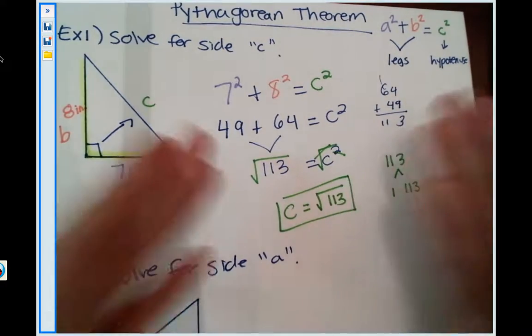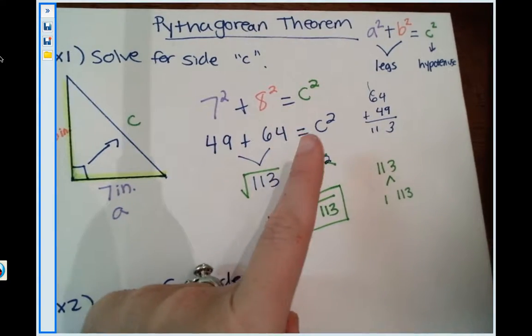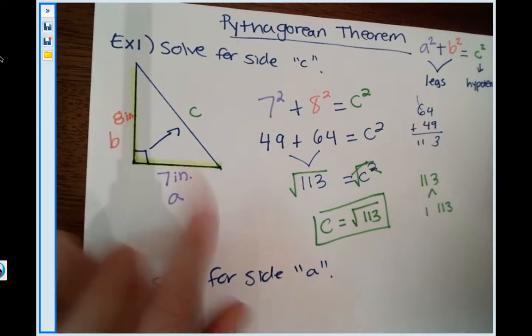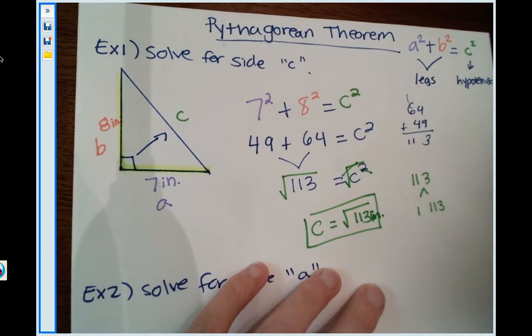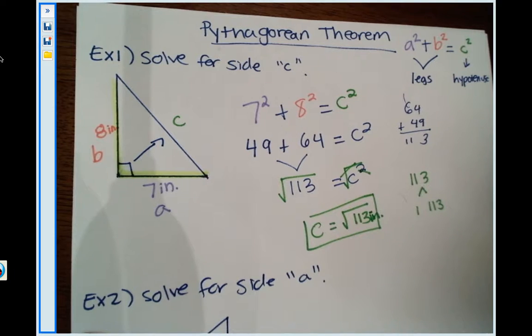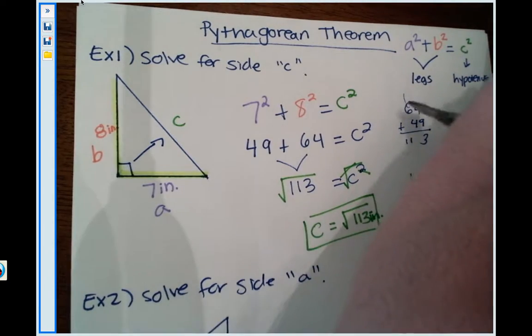And guess what, you guys? Since we can't simplify it, that's it. But since this problem had units, I better include some units in the answer. So it'll be the square root of 113 inches. Make sure you include those inches in your problem. And holy hot dog, you guys, guess what? That problem is donezo. Bam.